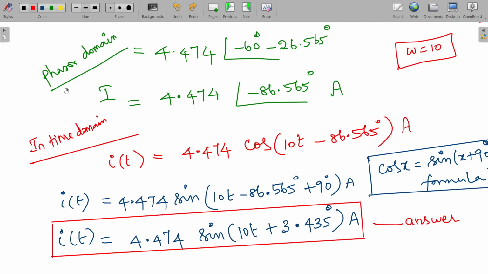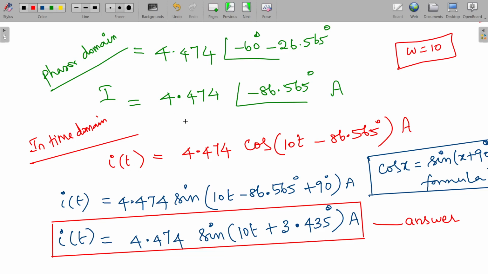Here we got the answer in the phasor domain. Now it should be converted into the time domain. Why? What is the necessity for that? In our problem, the current I and the voltage source V are given in the time domain only, and we are asked to find this V of t as well as this I of t. That means time domain representation only. So we are going for the conversion from the phasor domain to the time domain.